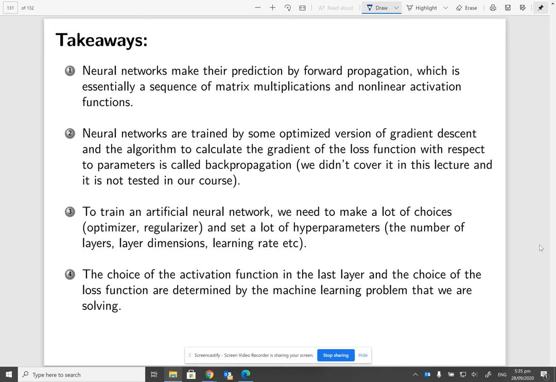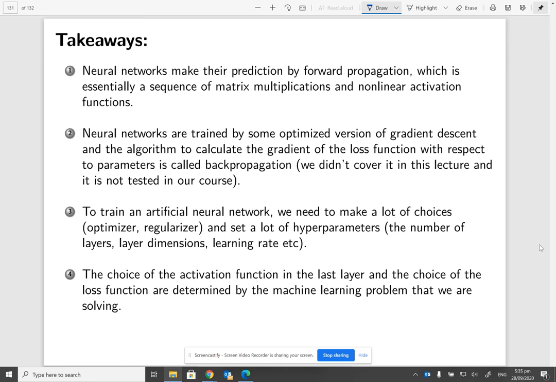Some of them are better, some of them are worse, but it is impossible to say in advance what the best choice is going to be. So you've got to try and play around with different choices, and this is what makes artificial neural networks kind of hard to work with. I mean, it takes a lot of time to fine-tune these hyperparameters, right?